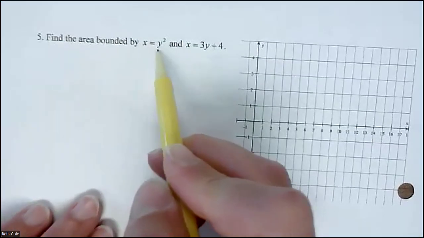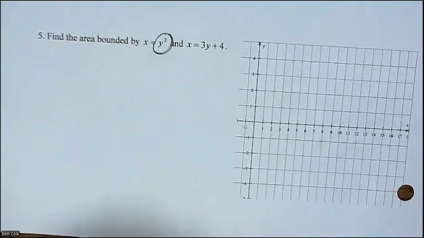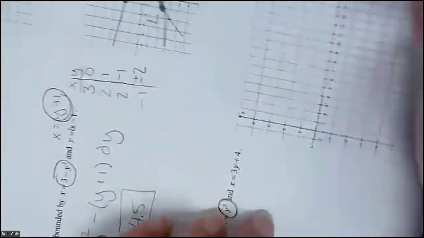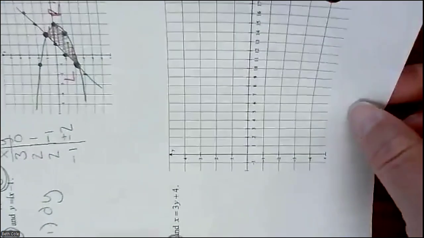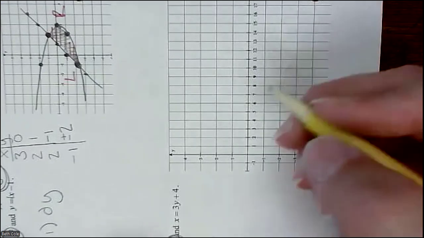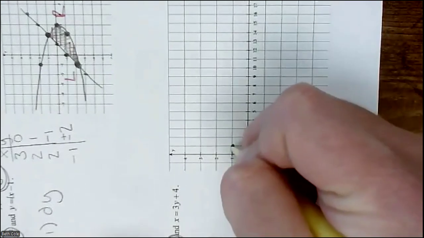Okay, so do you see how this is x equals? It's gonna be sideways. This is gonna be a regular old parabola just on its side. So if you want to turn your graph and then just do a regular old parabola, I feel like that's the easiest way to do this. It'll start at 0, 0.